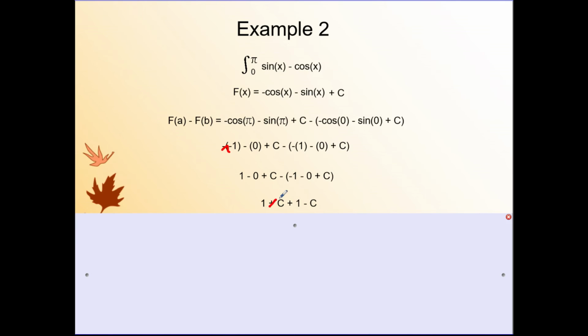So again, these c's should cancel out. And we're left with 1 plus 1. Gee, I wonder what that is. We get 2, right? So, like I said, these problems are just pretty much what we've been doing, just one step further. So hopefully it shouldn't be too hard to grasp.